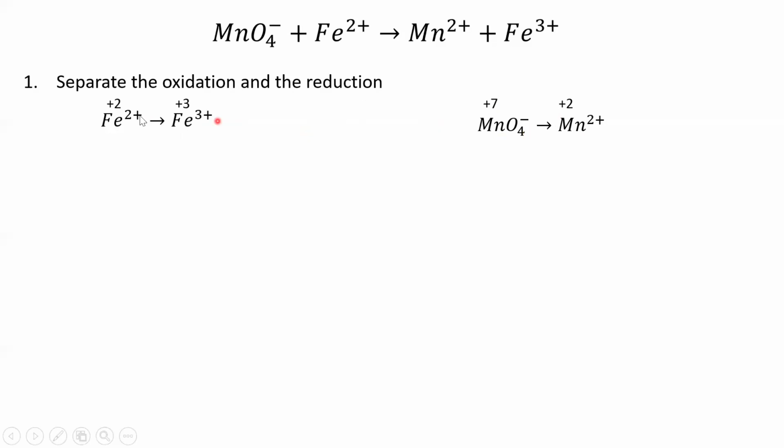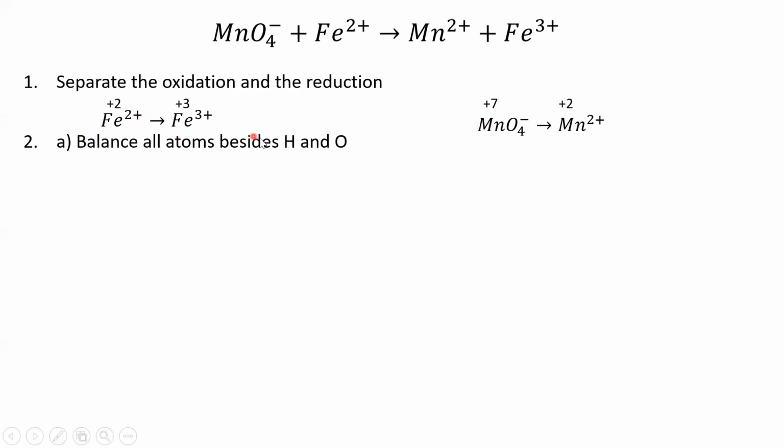So we assign oxidation numbers. We've got a +2 here and a +3 here. The charge on monatomic ions is the oxidation state. We have a +2 here. Oxygen's a -2. That gives us -8. The sum is -1, so manganese must be +7. Okay, just assigning oxidation numbers.